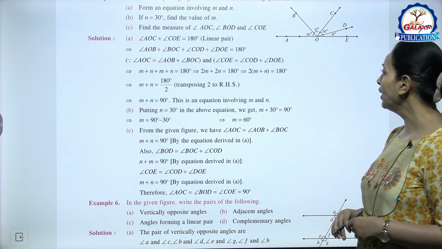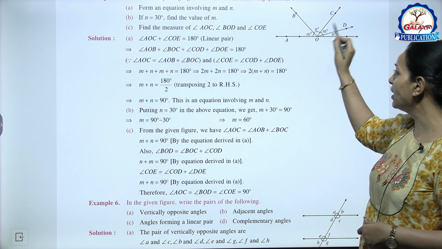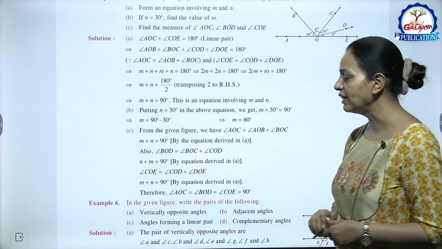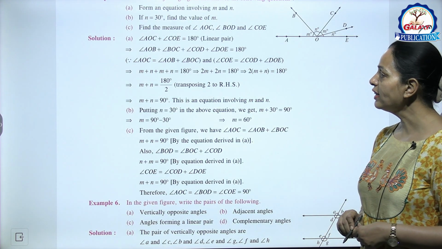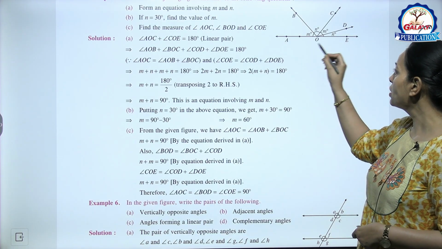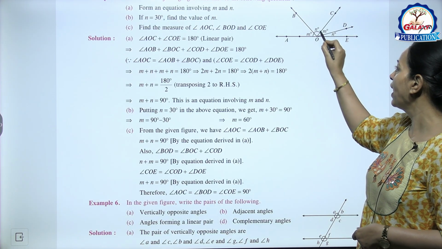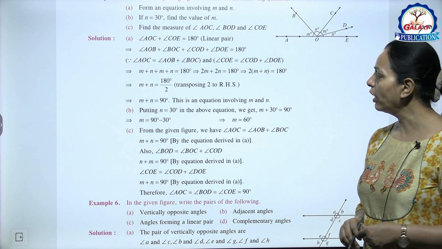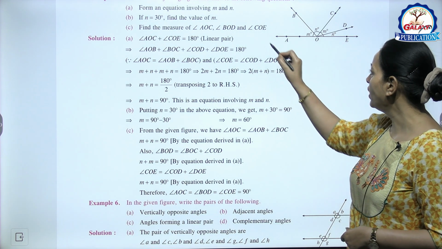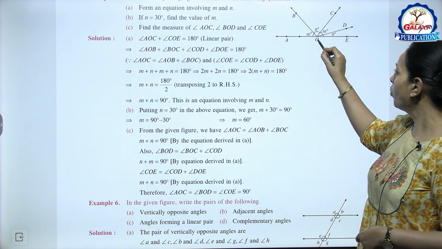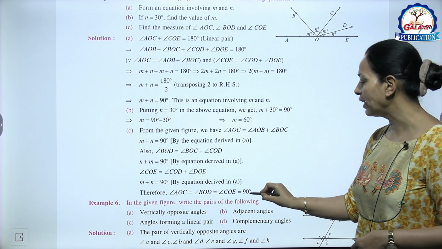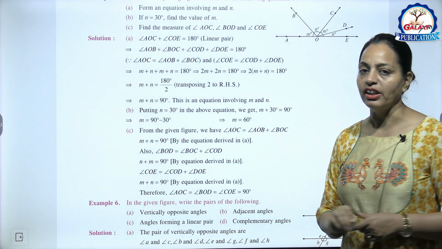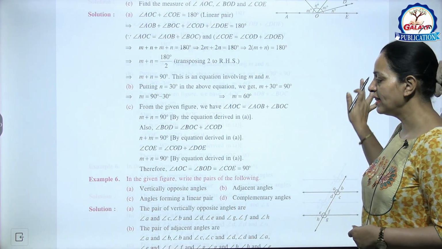So now angle AOC is M plus N, so M plus N is 90 degree. Now find angle BOD. What is BOD? BOD is N plus M, that is 90 degree again. Okay. Then angle COE, M plus N, that is also 90 degree. Means all these angles are equal to 90 degree.